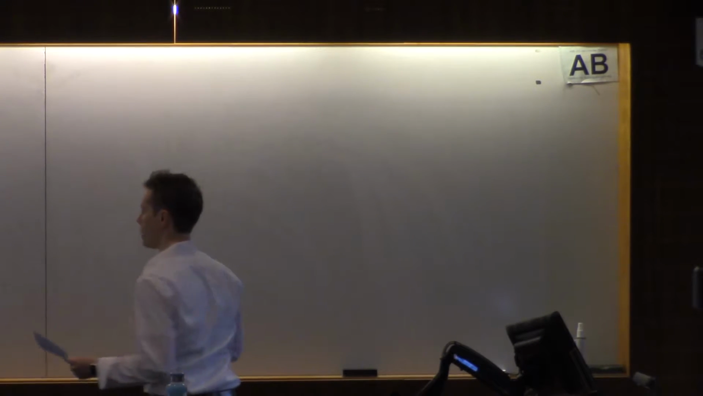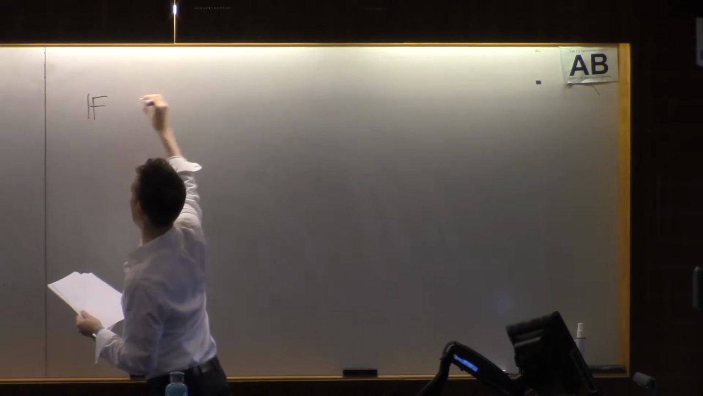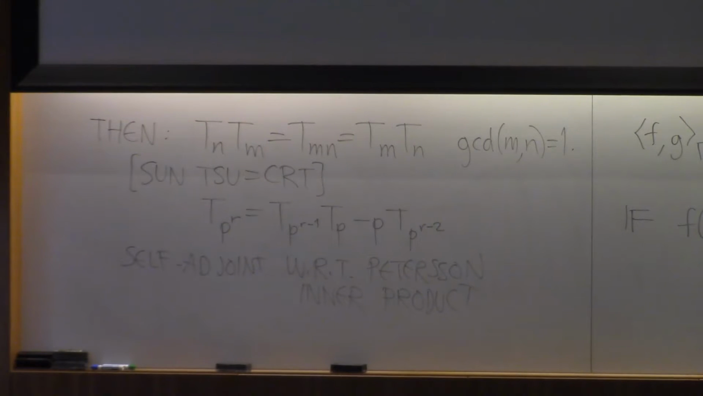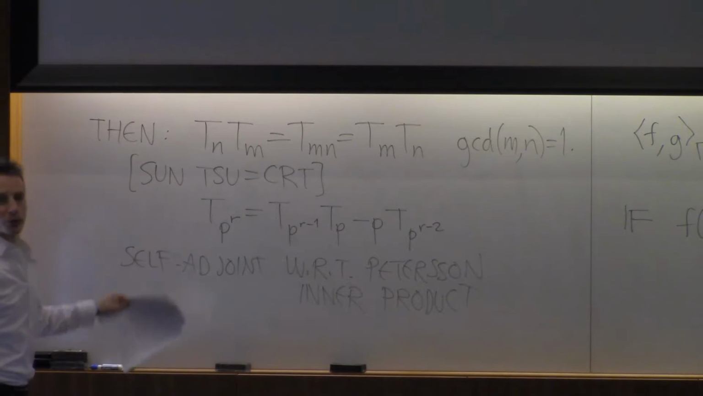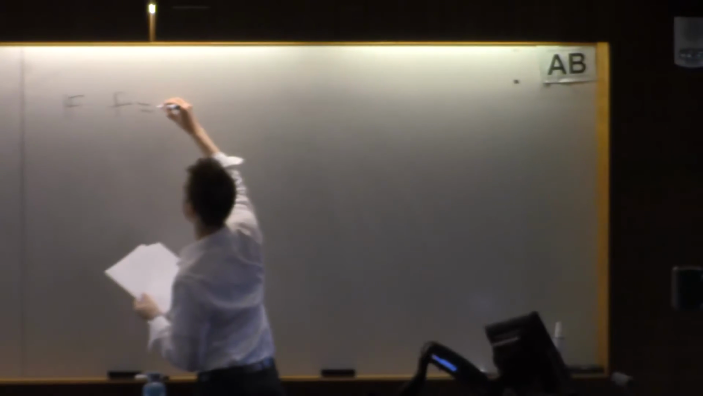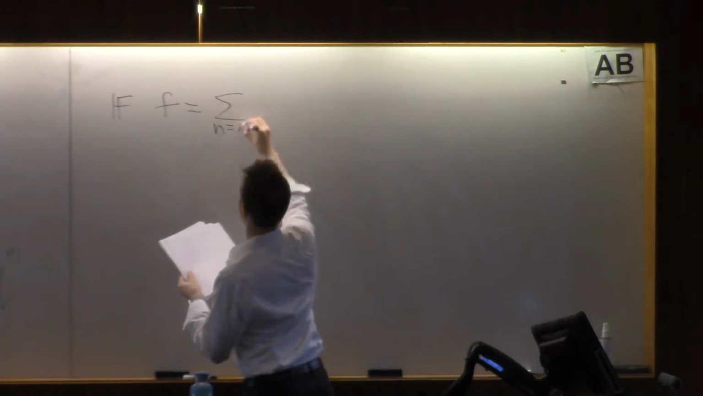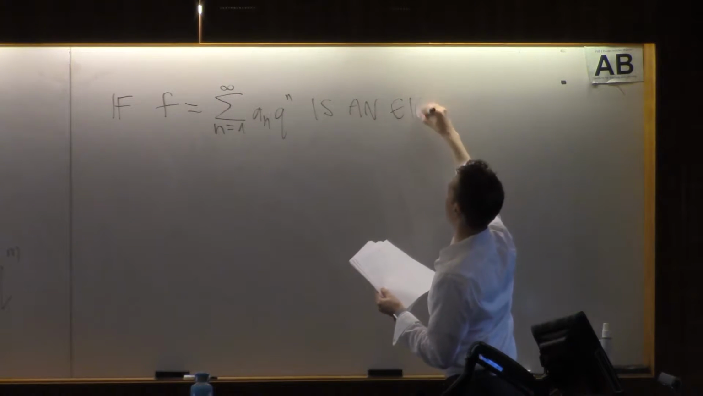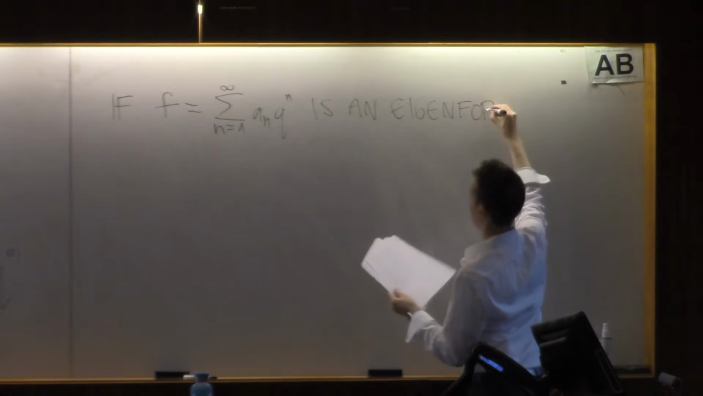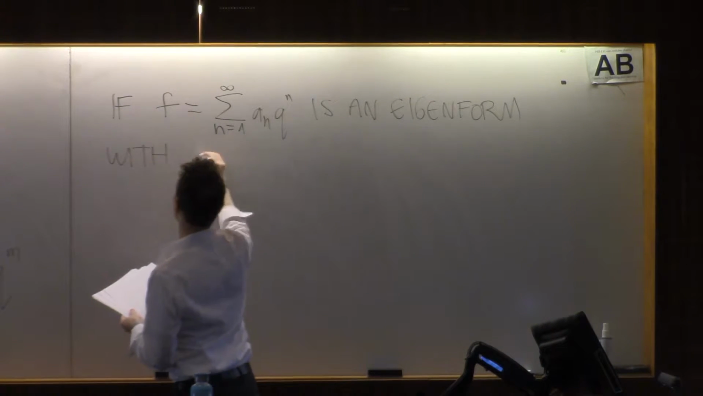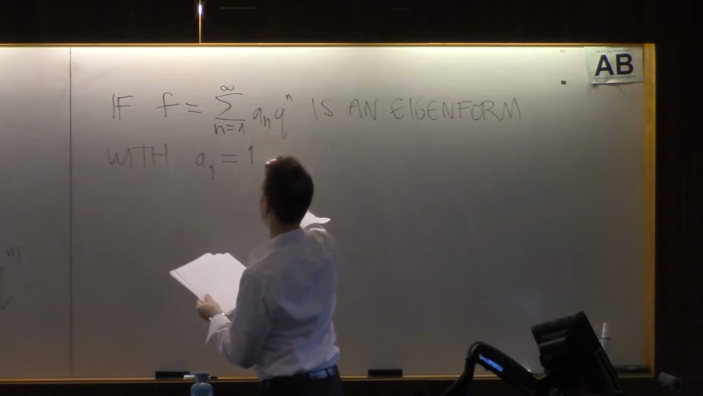The most important one, and maybe the fundamental one, is that with respect to these two properties, if you're self-adjoint with respect to these inner products, and these guys all commute, and Tp commutes with itself, then you have a common eigenbasis. So if you have an eigenform, an eigenform means an eigenvector for every Tn, and you can normalize it so that a1 is equal to 1.